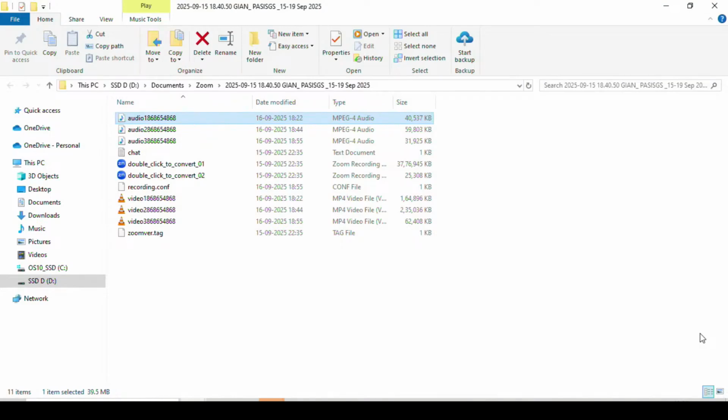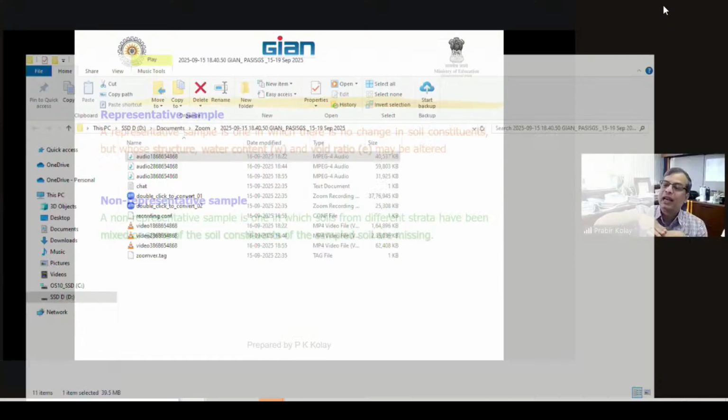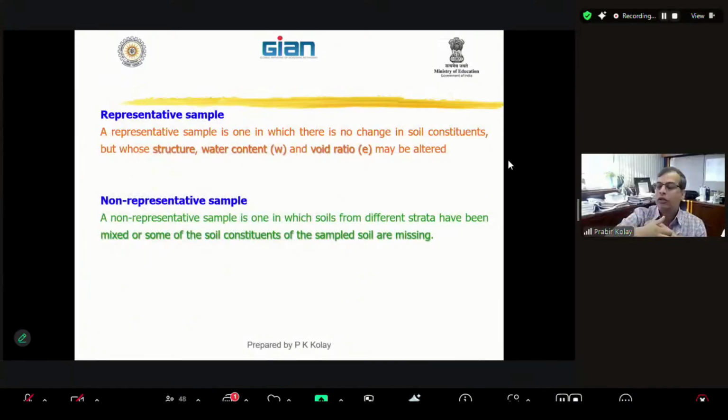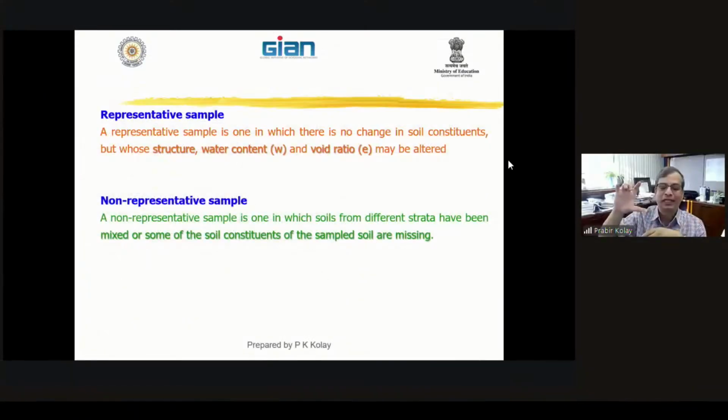A non-representative sample is one where the soils are mixed or some of the soil constituents of the sample are missing. Sometimes when collecting the soil sample, if there is a water table, the sample in the soil sampler can fall out. In that case, it is not representative of the particular depth. The soil sample collected is a non-representative sample.